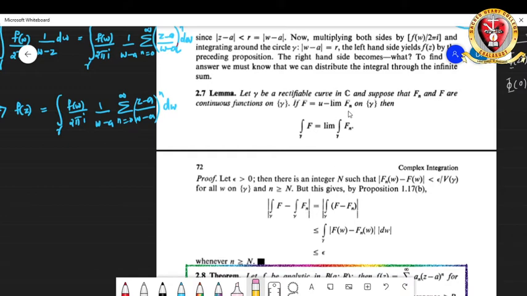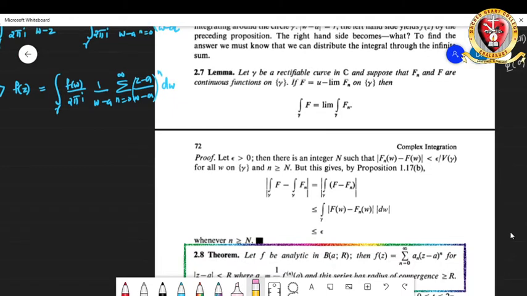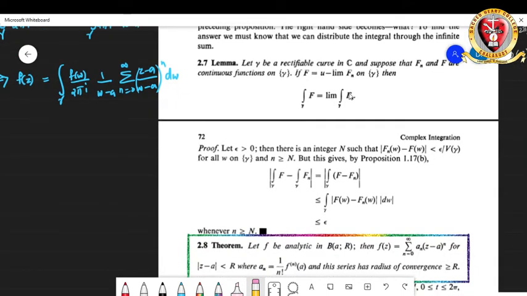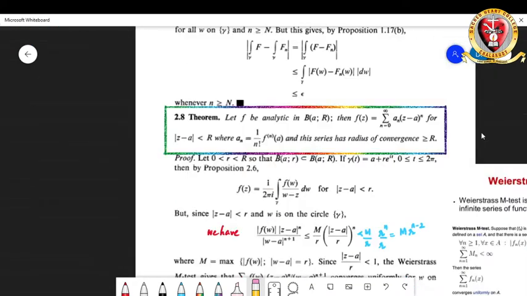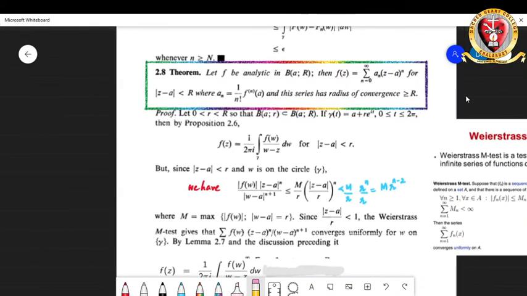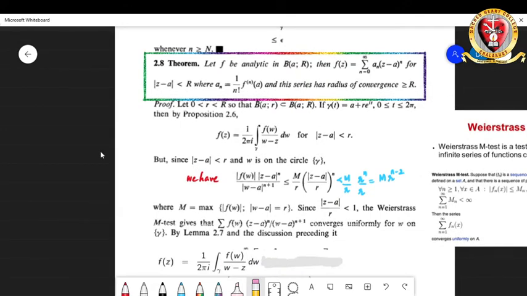Okay. So this simply means that the integral of f is the limit of the integrals of fn. That's what it means here. So that's how we can end the lemma, which says that the integral and the limit of the functions can be interchanged.